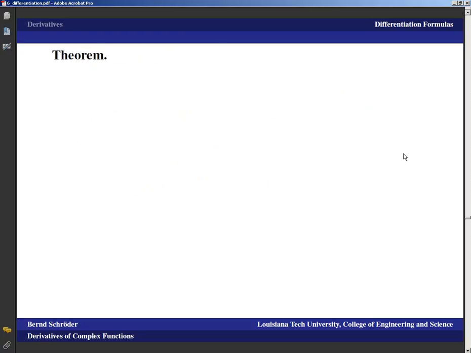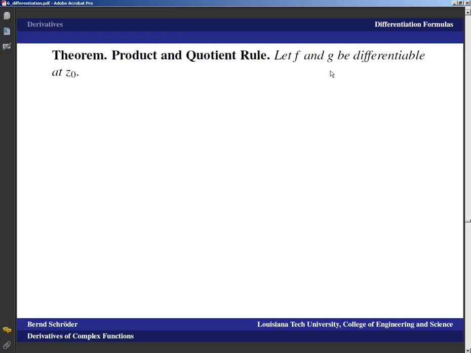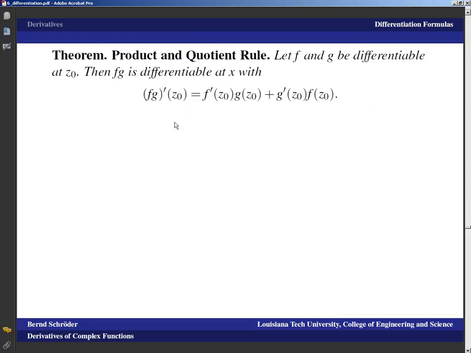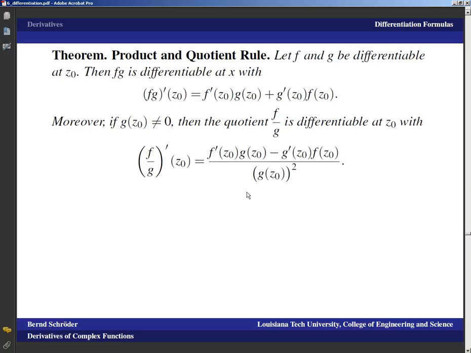Okay, similarly, the product and quotient rule: if f and g are differentiable at z0, then the product is differentiable at z0, and the derivative of the product is f prime times g plus g prime times f. And if g of z0 is not equal to 0, then the quotient f over g is also differentiable at z0, and the derivative is f prime times g minus g prime times f divided by g squared, all of that evaluated at z0. So notice here that as I talked my way through this, I suppressed the arguments.